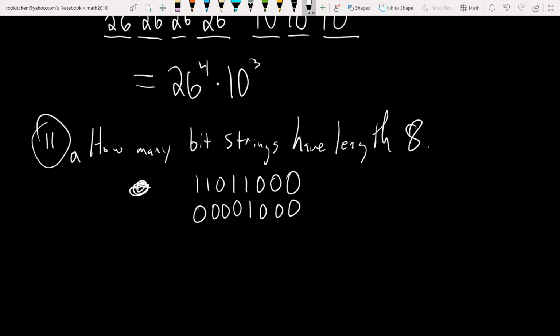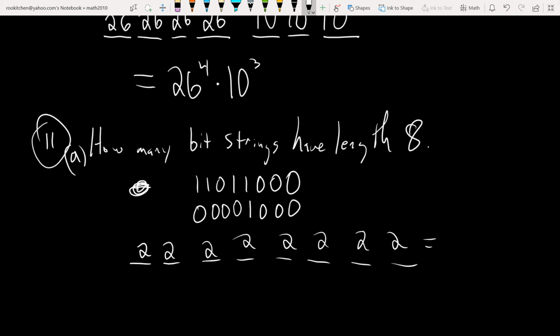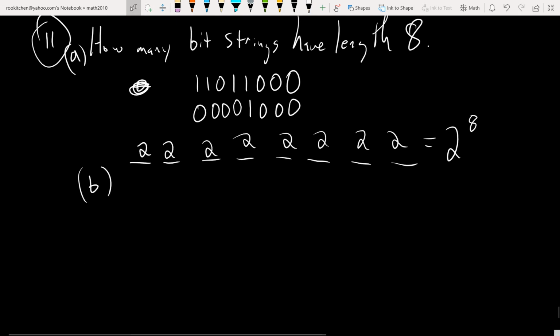So this is part A. Well, you have 1, 2, 3, 4, 5, 6, 7, 8 tasks before you, and each task has 2 choices, right? 0 or 1, and then below those, 0 or 1, etc. Multiply those together and you get 2 to the 8th. Okay, part B. How many begin with 3 zeros?